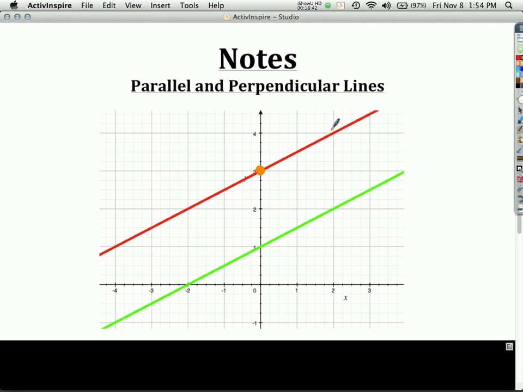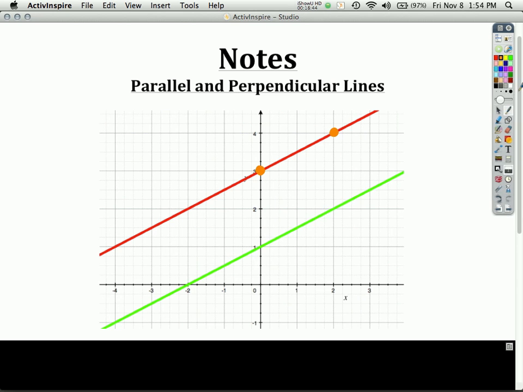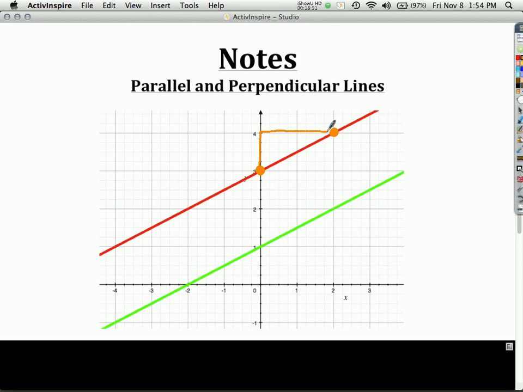So I'm going to pick that point and that point. And then I'm going to do rise and run. And so I rose 1, bless you, and I ran 2. So the slope is 1 over 2.